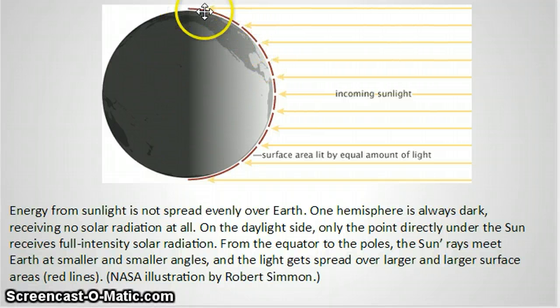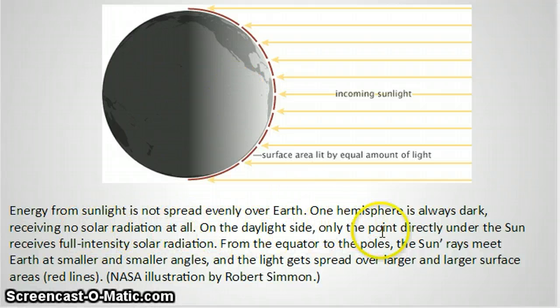So if you look at this red area here, that same amount of sunlight at the equator that's hitting this small area is spread out over a much larger area. So therefore, it's receiving less direct sunlight, and that amount of sunlight is spread out over a greater area. So energy from the sunlight is not spread evenly over the Earth. One hemisphere is always dark, right? That's darkness, nighttime, and receiving no solar radiation at all.